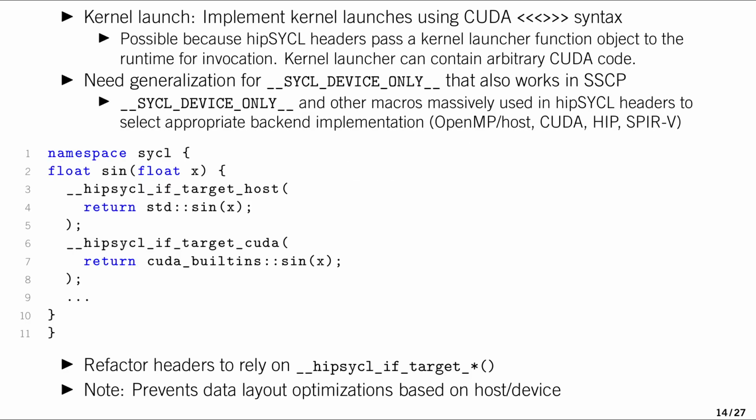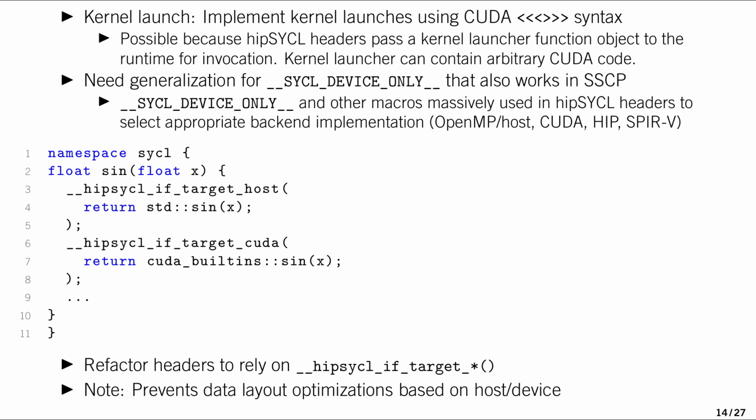So how does it actually work? The first thing we need to worry about is how kernel launches work. What we would need to do is implement the kernel launch using the CUDA kernel launch syntax with the triple brackets. This is actually fairly easy in HipSYCL, because in HipSYCL the SYCL headers, when they are compiled, construct a function object that we call a kernel launcher. And the kernel launcher is then passed to the runtime and invoked whenever the runtime wants to invoke a kernel. And the kernel launcher, since it's compiled as part of the headers by the SYCL compiler, can contain arbitrary CUDA code if you compile it with NVC++. So that's easy, that's solved.